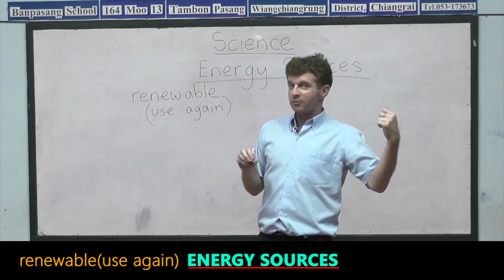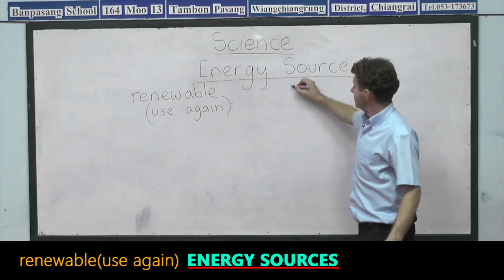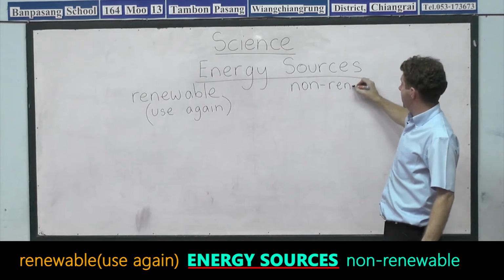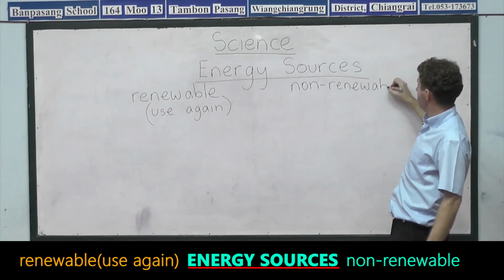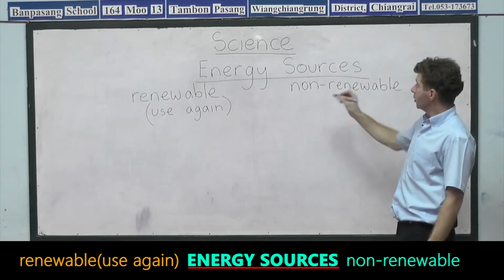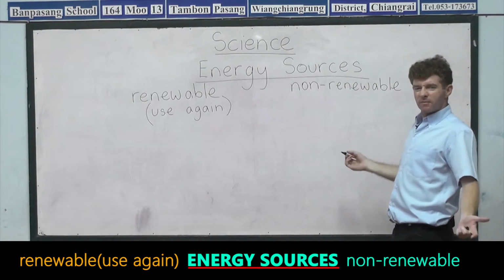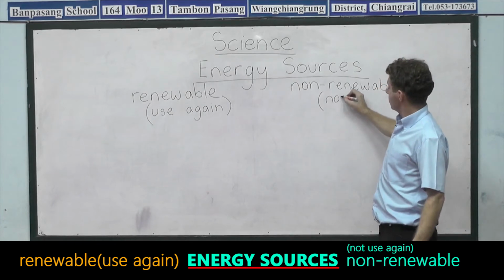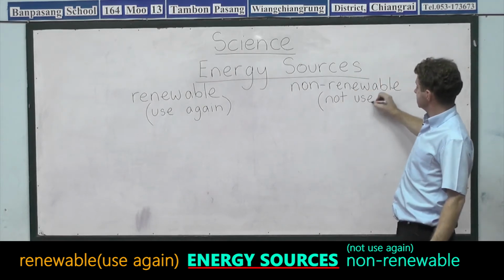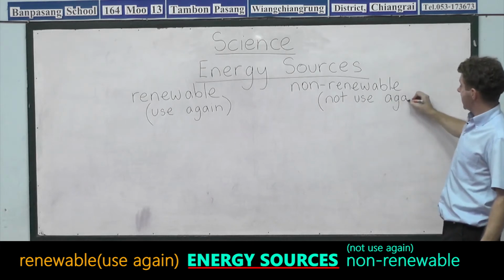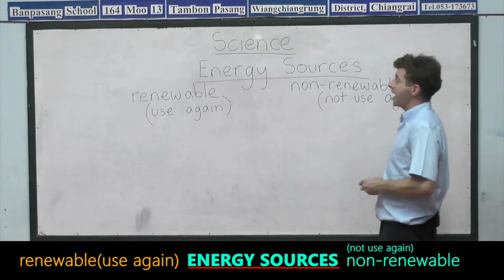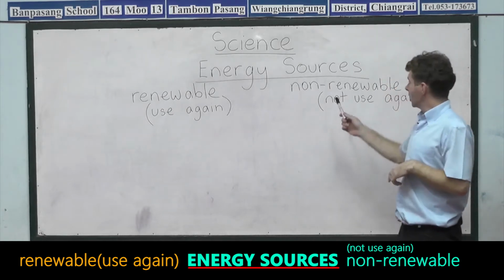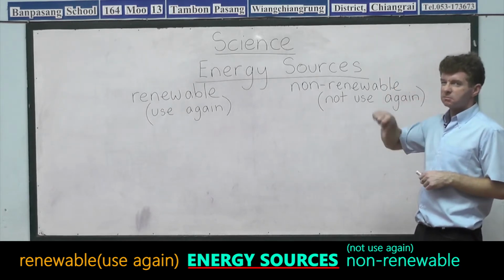And what's the opposite of renewable? N-O-N-E-W-A-B-L-E. Non-renewable. What does non-renewable mean? Perfect. N-O-T-U-S-E-A-G-A-I-N. One final time. Renewable. Use again. Non-renewable. Not use again.